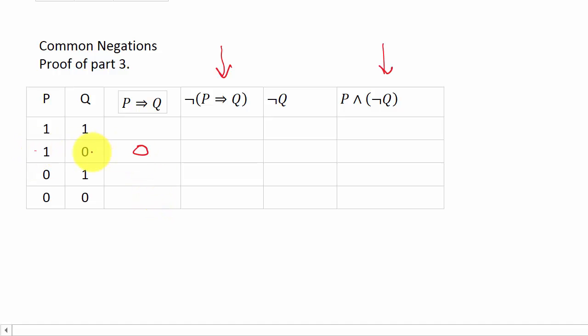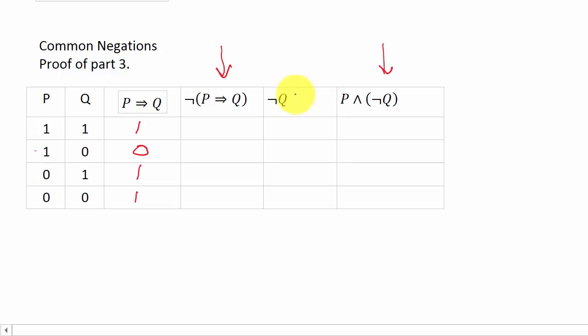Because P is true and Q is false. And any other time, it's true. So this would be true, this would be true, and this would be true. Okay? Now, let's look at not Q.